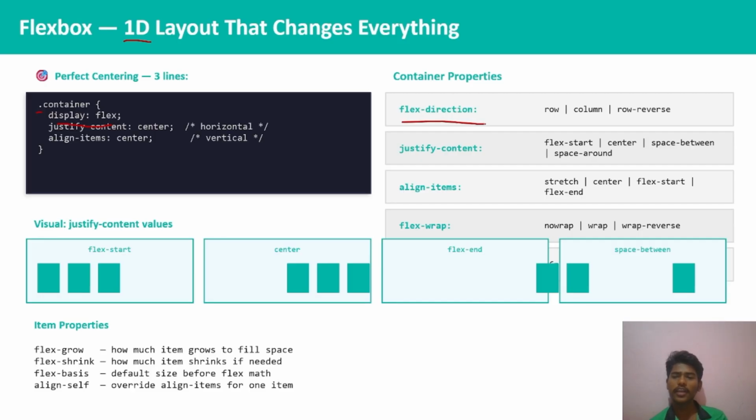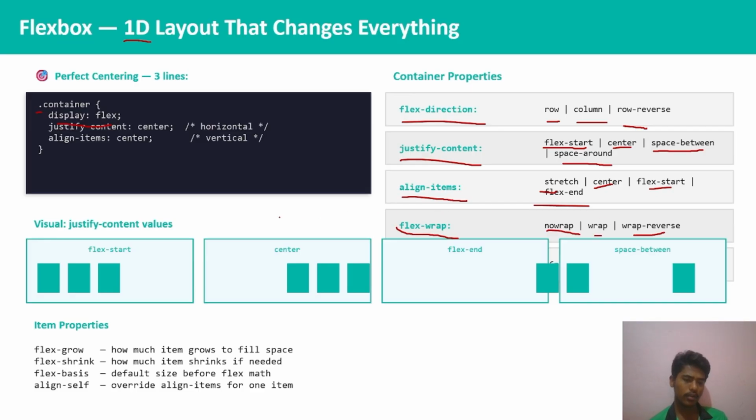The container properties. Flex direction: you can use only rows, or only columns, or row reverse. Justify content: we can use only one, but there are four types. We can use flex start, center, space between, or space around. In the same way, align items also has four: we can use any one of these: stretch, center, flex start, flex end. In the same way, another one, flex wrap: nowrap, wrap, and wrap reverse also.